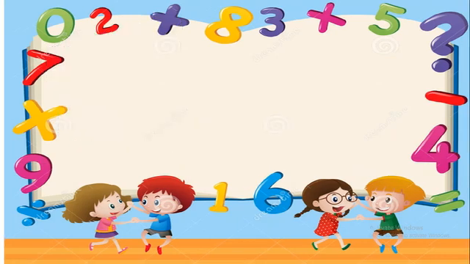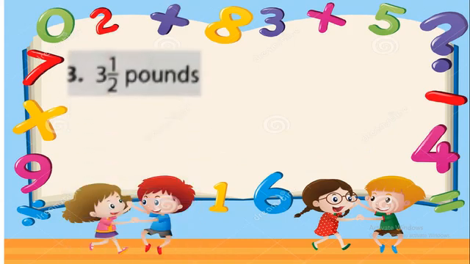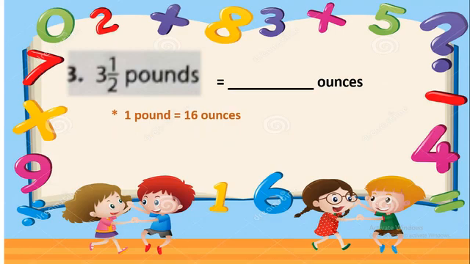Now let's have one more example on question number 3. 3.5 pounds is equal to how many ounces? Before solving this one, you must know what conversion unit to use. Look at the question: it's pounds to ounces. So 1 pound is equal to 16 ounces.